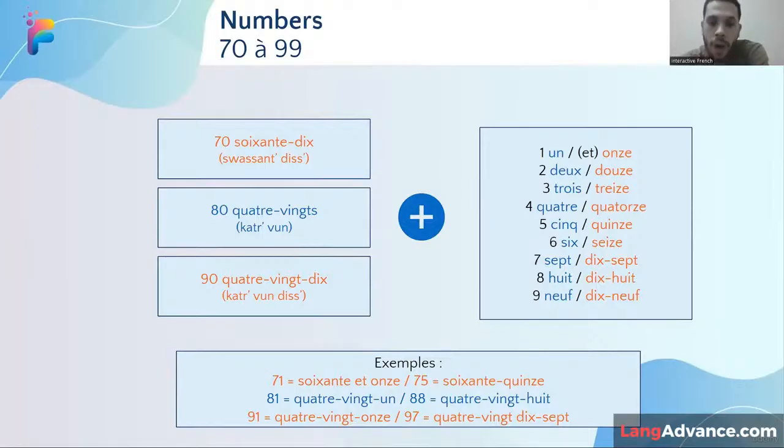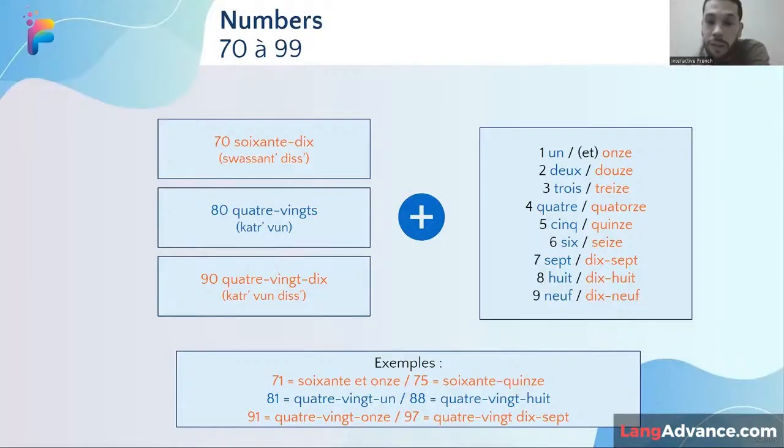Note also that contrary to the numbers from 21 to 69, we don't say the et un here, right? Remember, like when we say vingt et un, we don't say quatre-vingt et un, okay? Quatre-vingt-un, that's it. The et is gone here, all right? The et is also gone for 91, by the way, right? We don't say quatre-vingt-et-onze, but we say quatre-vingt-onze. That's it. 91, 92, 93, 94, 95, 96, 97, 98, 99, right?